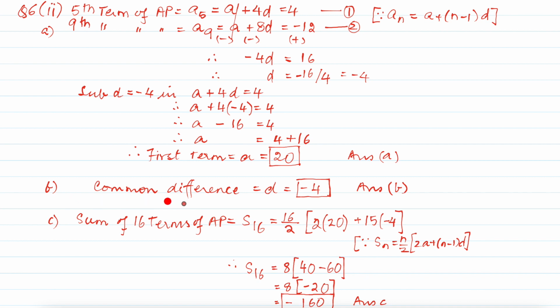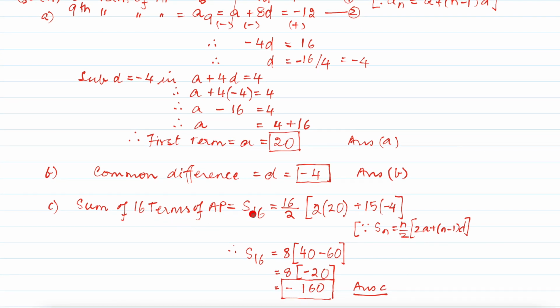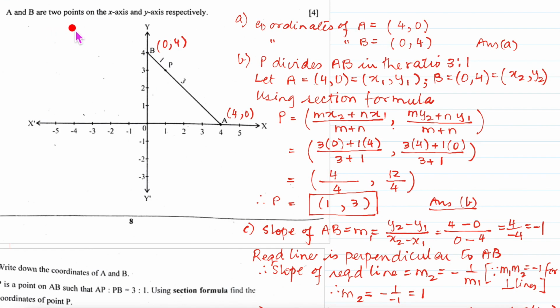And B will be the common difference, which we already found out, minus 4, that's our answer B. And then for the sum of 16 terms, S16 will be 16 upon 2 into bracket 2 into 20 plus 15 into minus 4. And this is because of this formula, Sn, sum of n terms is n upon 2 into bracket 2a plus n minus 1 into d. Then we just solve this to get minus 160, which is our answer C. So this is our third part of question 6.